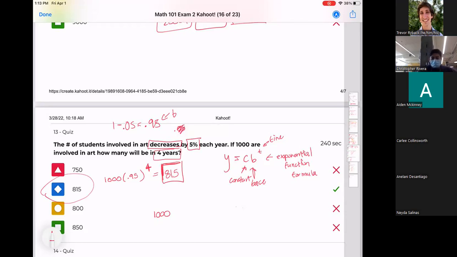How do we figure out it's an exponential function? Good question, Melissa. A good way to figure it out is, if it's exponential, it typically says decreases or increases by a percentage. So if it says decreases by 5% or increases by 5%, that's how you know you're going to use this exponential equation right here.